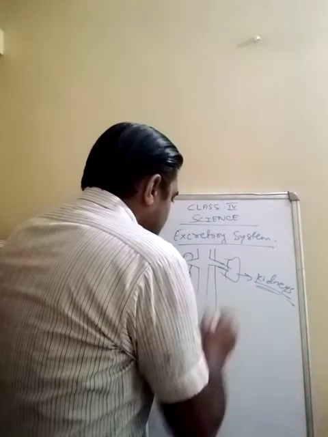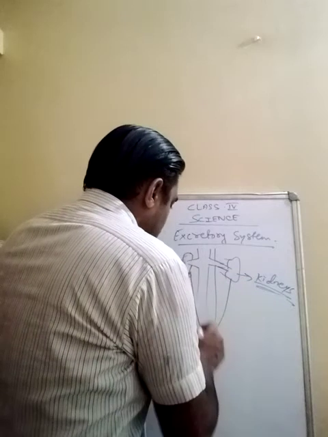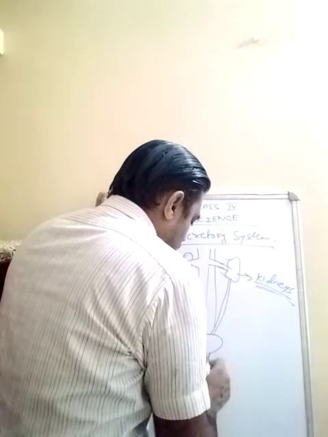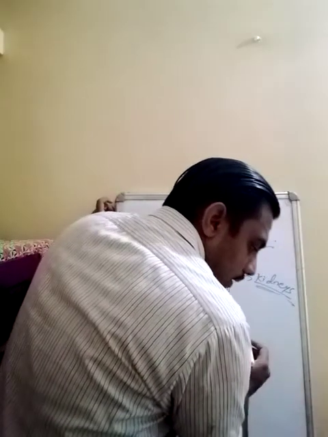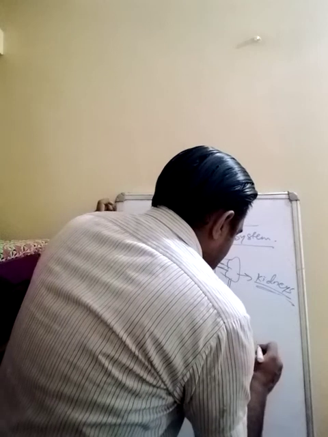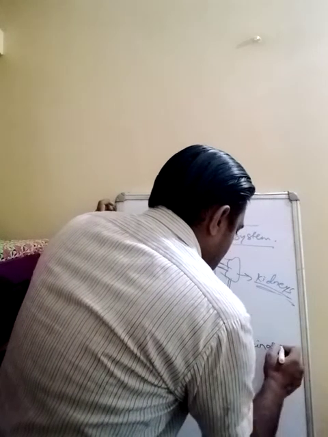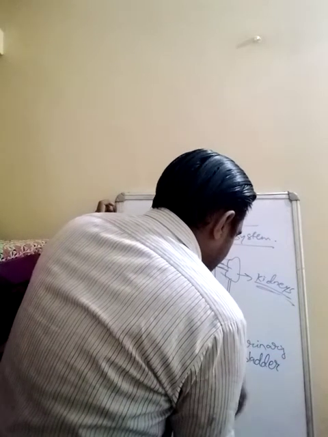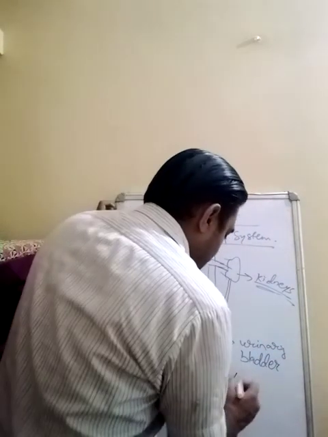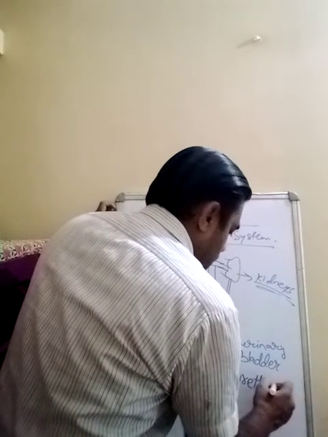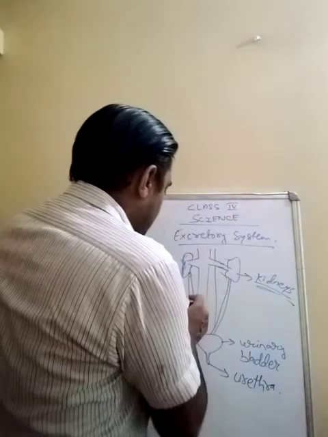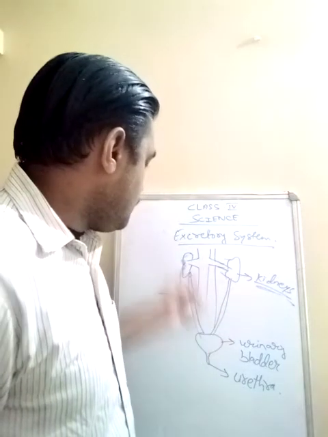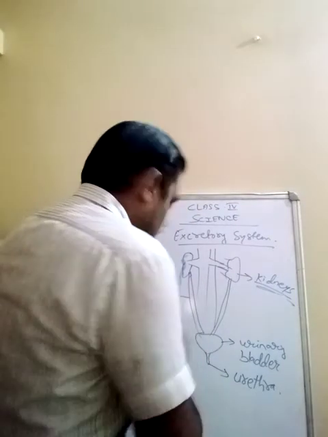Now, both the kidneys have a pipe through which they are connected to the urinary bladder. The opening of the urinary bladder is known as urethra. And the pipes which connect the urinary bladder to the kidneys are known as ureters.